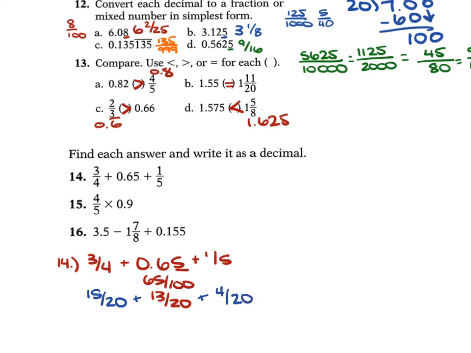So if we add all of these up, the 15 plus the 13 plus the 4 gives us 32 over 20. The 20 and the 32 are both divisible by 4, so that's going to be 8 over 5, which is 1 3/5.